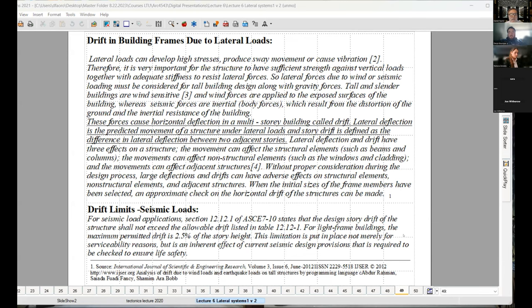Can everybody see the screen? Is that correct? Can you see the screen in front of you? Yep. Drift in building frames due to lateral loads. You're seeing it. That's fine. Thank you.